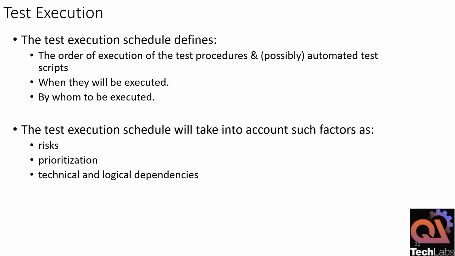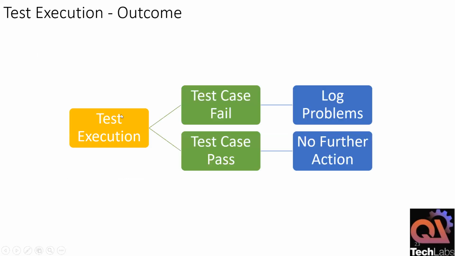Similarly, your testing also will have to be calibrated based on the situation in the project, based on the test results. Test execution outcome: a test case will either fail or pass. If a test case fails, you log a problem. That is the defect which we discussed. If a test case passes, no further action is required.